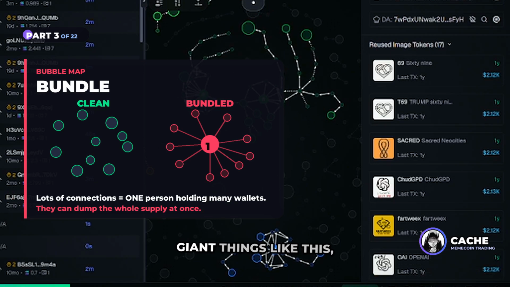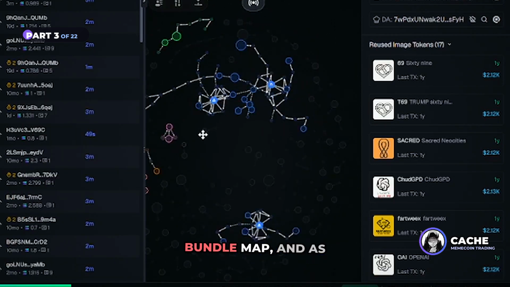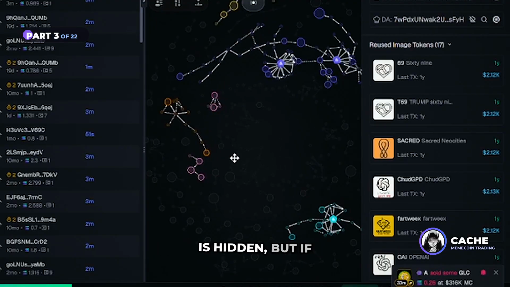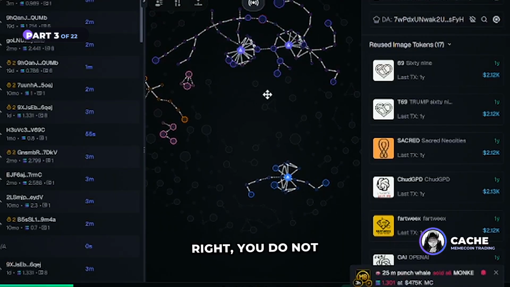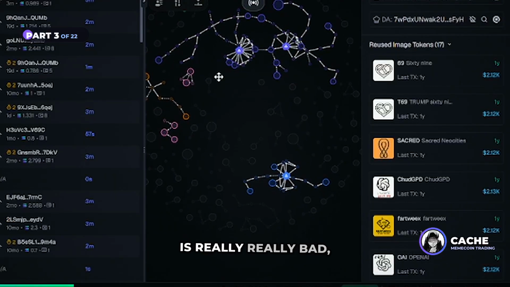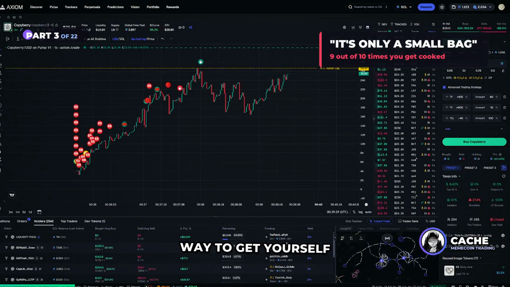When you see giant things like this, this is a giant bundle map. And as well, sometimes the bundle is hidden. But if you see a lot of big connections, right? You do not want to be buying into that chart. That is really, really bad. It is a very good way to get yourself rugged.